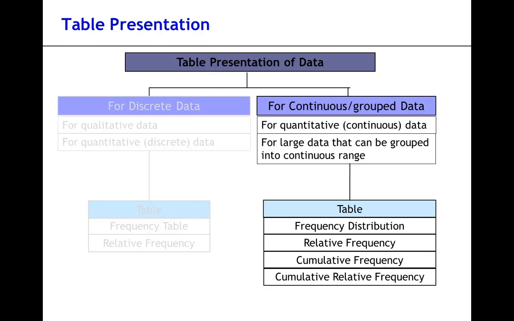In this section, we'll explore the table presentation of continuous or grouped data. By that, we really mean any quantitative data that are continuous with no gaps in between values, or for data that can be grouped into continuous range. We will begin with the what and the why and the key terms of frequency distribution before proceeding to transform raw data into frequency distribution, relative frequency, cumulative frequency, and cumulative relative frequency.